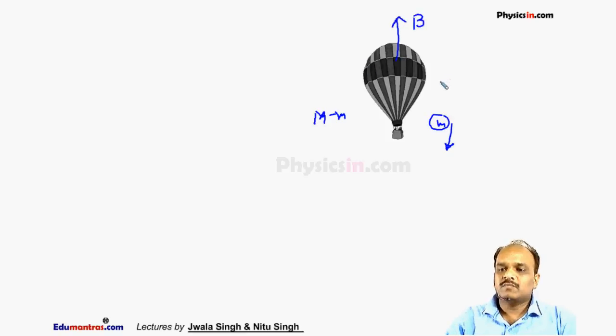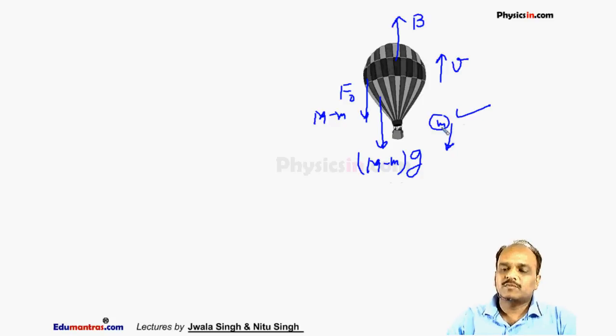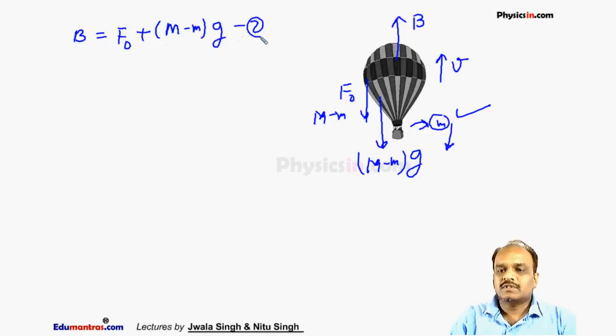This is B. Now this balloon starts moving upward, so the drag force will act downward, that is F naught, and the weight of this balloon is M minus small m into g. This is the mass which has been dropped from this balloon. Now in this situation the drag force will remain the same because the velocity is constant. So our second equation becomes B is equal to drag force plus M minus small m into g. This is our second equation.